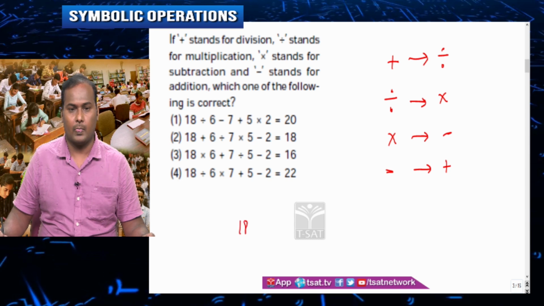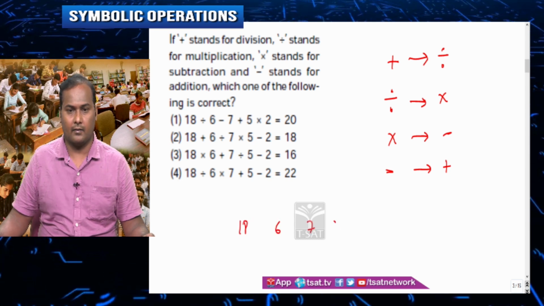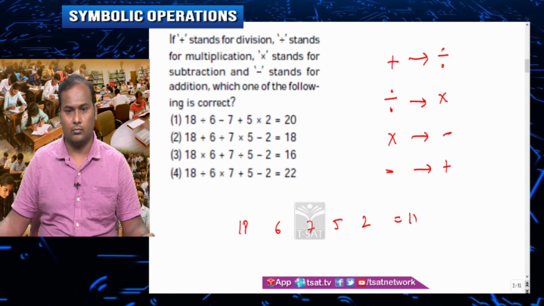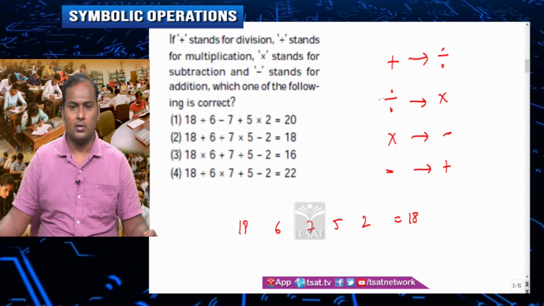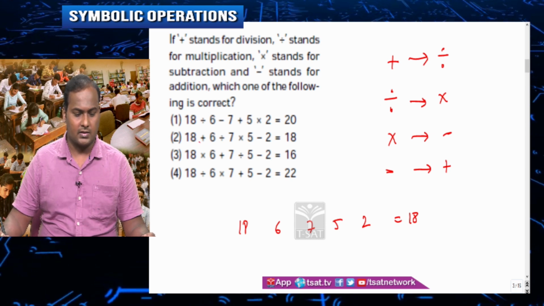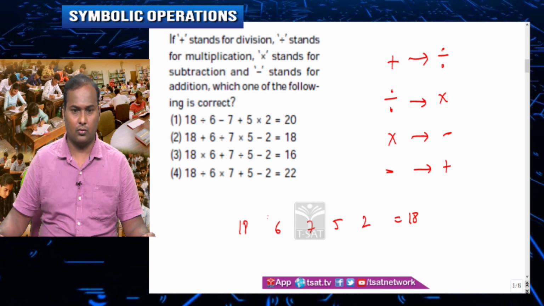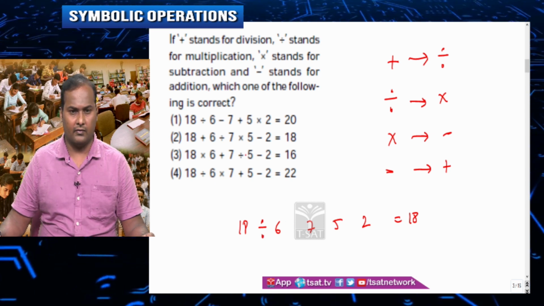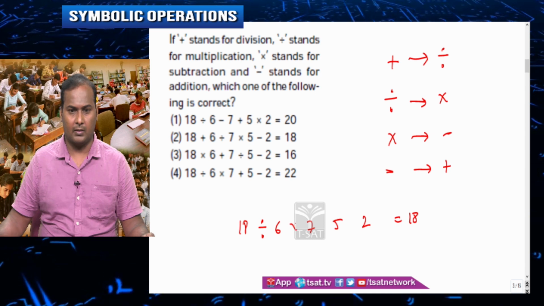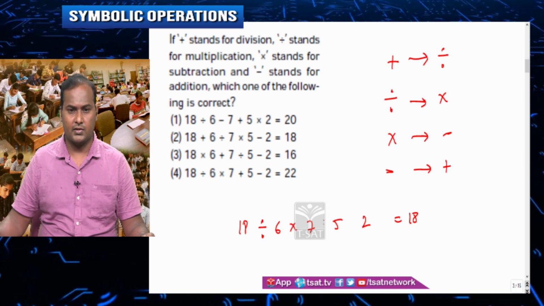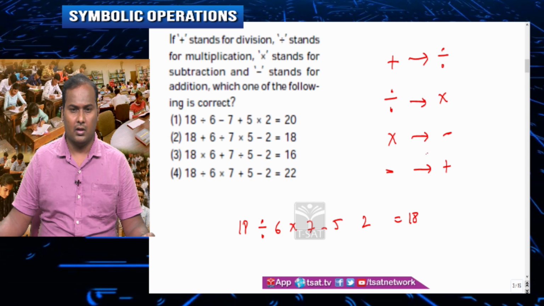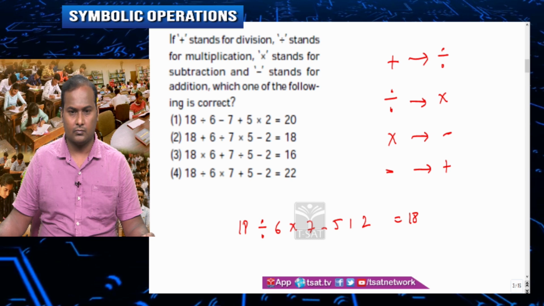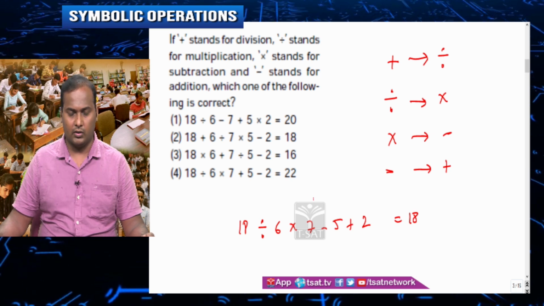In option 2 also, 18, 6, 7, 5, 2. Now you need to find out whether it is equal to 18 or not. So now see the symbol here. The symbol here is plus. So in the place of plus, you have to go with division. Then you have a symbol of division here. So division means again multiplication. Again here multiplication. Multiplication means subtraction. Again you have subtraction. Subtraction means again here addition. Now you need to check whether it is equal to 20 or not.